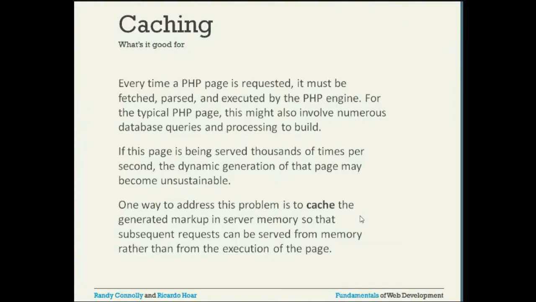Once you get the request for the first time, you go through this process of parsing, executing, then connecting to the database, and then coming up with a markup. That markup will be stored in the server memory, in the cache. Any subsequent request, whenever it comes, will be served from the memory. So that markup will be served from the memory rather than going through the complete loop of dynamic generation, which involves the execution of the page.